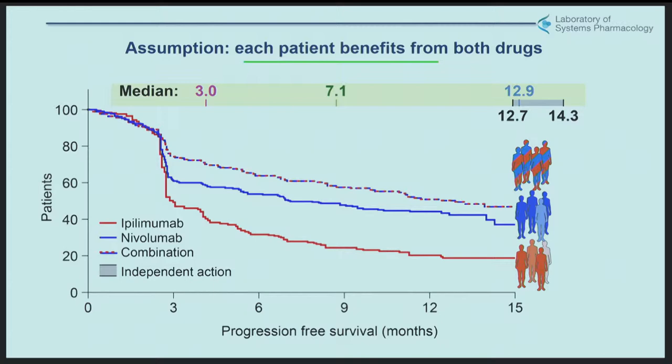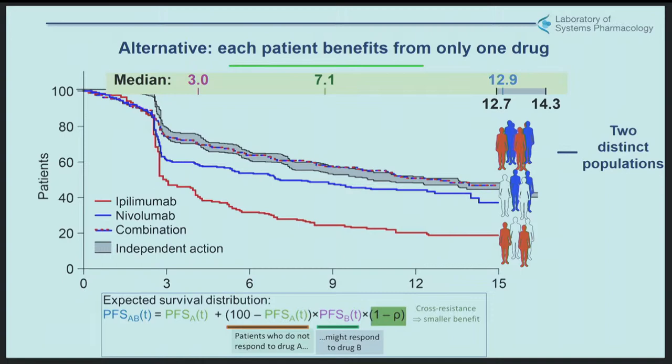So Adam wanted to test a completely alternative hypothesis. What happens if you presuppose that, in fact, the only benefit that these patients were receiving was from one drug or the other, so that there's concentrated benefit with some subset of patients benefiting from A and B, and in fact, no drug interaction whatsoever? And you would, in fact, then predict, based on a fairly simple empiric model, the gray response distribution here.